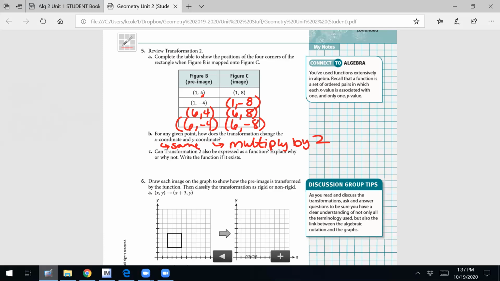So can we write a function to represent that as well? Yeah. Are we going to be using plus and minus? No, because plus and minus controls up or down, left or right. We're not doing that. We are expanding it vertically. So who's going to be changing? y. x stays the same. What happens to our y? So it's going to be 2y.